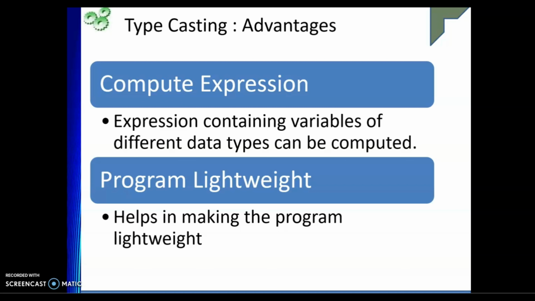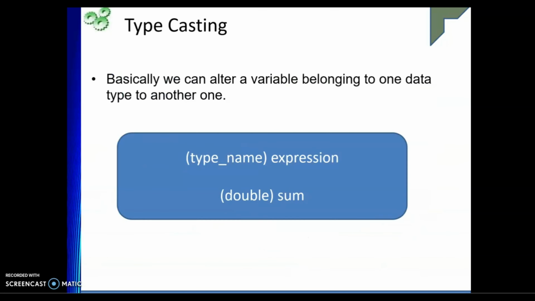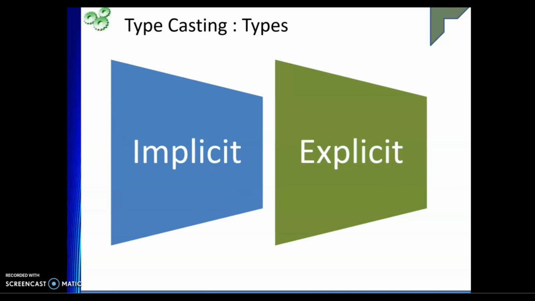So having said this, what we have seen in this particular session, and I will continue in the next session about different functions also, is that typecast means we are converting or altering a particular variable, or it can be an expression, from one data type to another data type. And the basic syntax that we have seen is (type name) expression, okay, and say for example sum is a variable of int and I'm changing it to double, and there are two types, implicit and explicit.